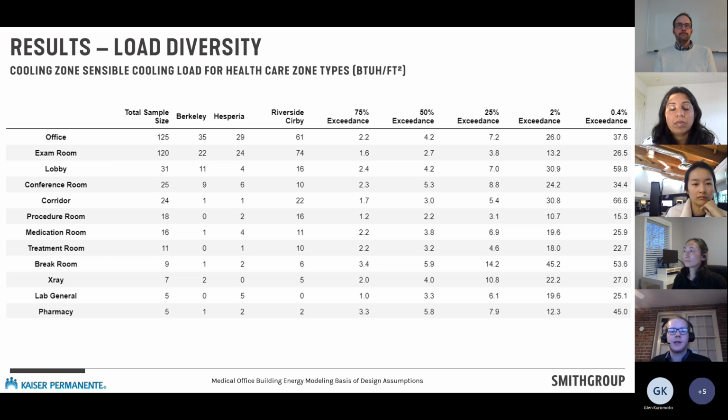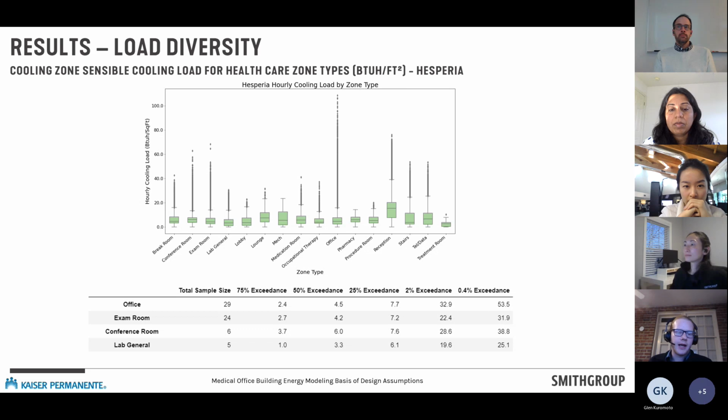And then as we go across, we're looking at different exceedance values. So for example, office buildings combined between the 3 MOBs, that 50% exceedance value, there's half the time our sensible cooling load was below that 4.2, and the other half the time it was above it. And if we go all the way to the right, that 0.4% exceedance in the extremes, 99.6% of our values were below that 37.6. And if we go up to the next slide real quick, we've got the same thing showing here for just Hesperia for our case study MOB. And we've got the same values shown above in the chart as well.